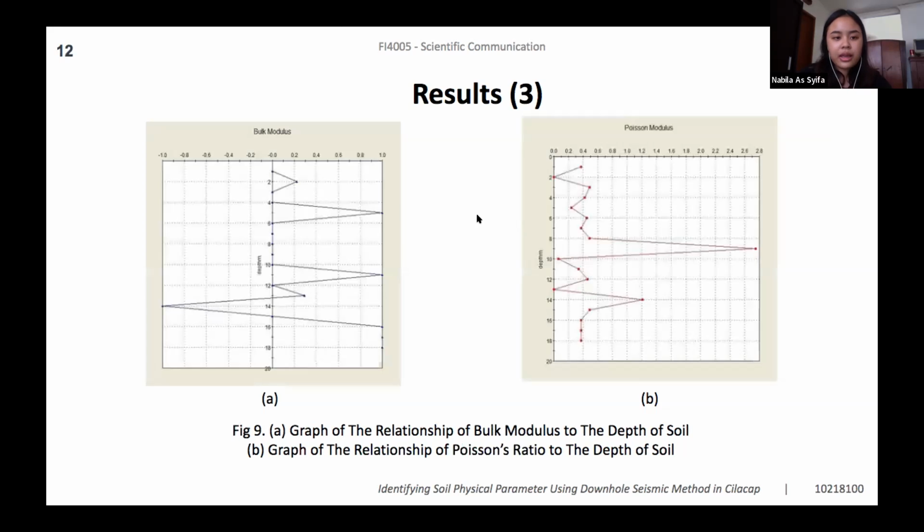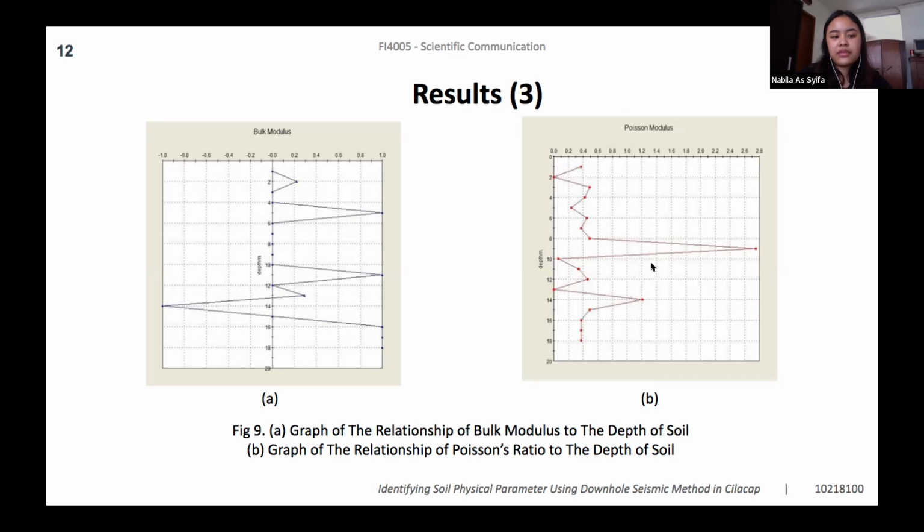And here in figure 9, as seen here, the bulk modulus has similar fluctuating curves with small values as the shear modulus. Hence, it indicates that the soil in Cilacap has non-rigid properties, and it is likely that the soil layer is wet. And finally, the relationship of Poisson's ratio value towards the depth will determine the soil properties.